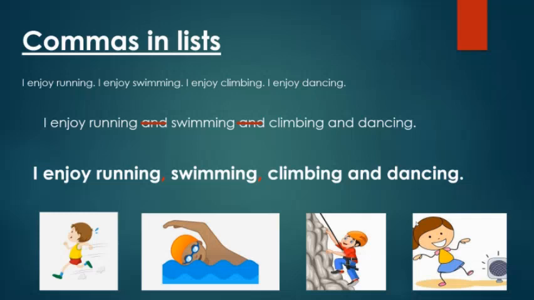However, if we take a closer look at the sentence now, we can see that the comma separates each item on the list. However, we do not use a comma to separate the last 2 items on a list. Okay, so I enjoy running, comma, swimming, comma, climbing, and dancing. Okay, so the comma is separating the types of sports there, except the last 2 items on the list.